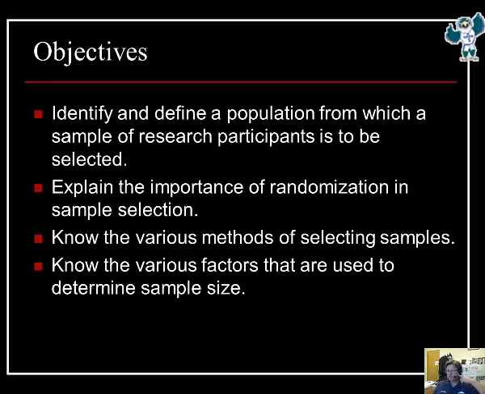So our objectives in this lecture are to identify and define a population from which a sample of research participants is to be selected, to explain the importance of randomization in sample selection, to know the various methods of selecting samples, and to know the various factors that are used to determine sample size. So everything that we cover today is going to be related to these four objectives.